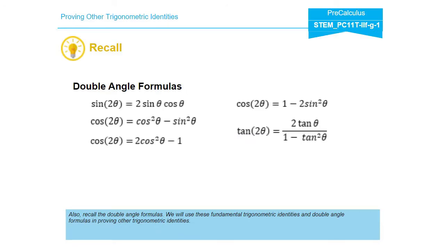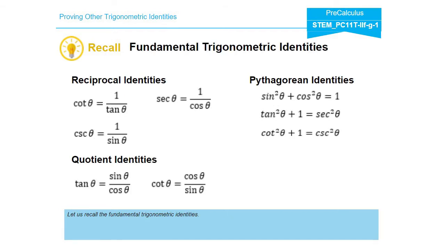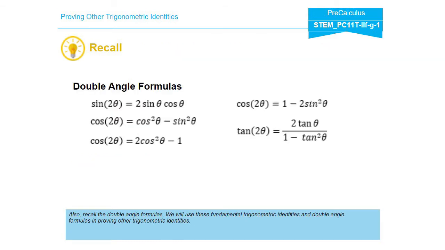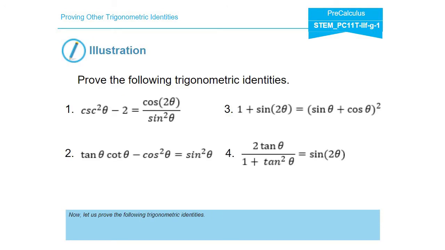After finishing the module, the learner should be able to apply the fundamental trigonometric identities, apply the double angle formulas, and prove other trigonometric identities. Again, we will be using the fundamental trigonometric identities such as reciprocal identities, quotient identities, and Pythagorean identities. We will also be using the double angle formulas. Now, let us prove the following trigonometric identities.